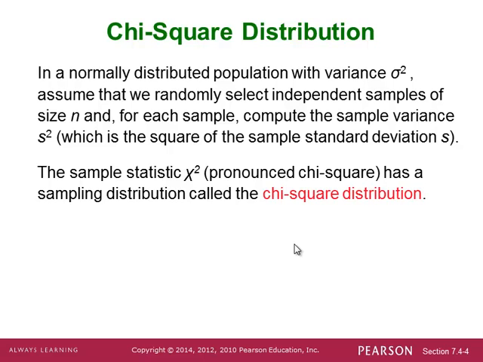Chi-square distribution. In a normally distributed population with a variance sigma squared, I'm going to go back and emphasize the fact that this is only for normally distributed populations. We're going to assume that we randomly select independent samples of size n, and for each sample compute the sample variance s squared, which is the square of the sample standard deviation s. The sample statistic chi-square has a sampling distribution called the chi-square distribution.